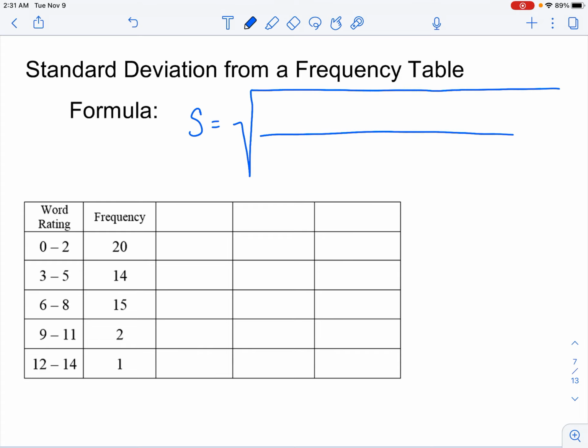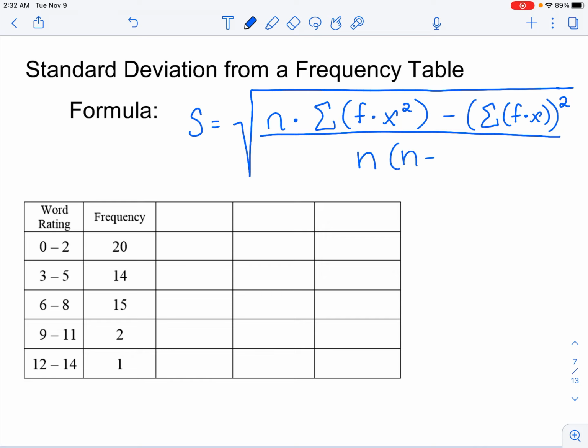it's provided to you. All right, so the standard deviation formula is n times the sum of f times x squared values minus, in parentheses, the sum of f times x. That whole quantity gets squared, and then you divide by n times n minus 1, all right? So n is the total number of data values. That comes from the sum of the frequencies.